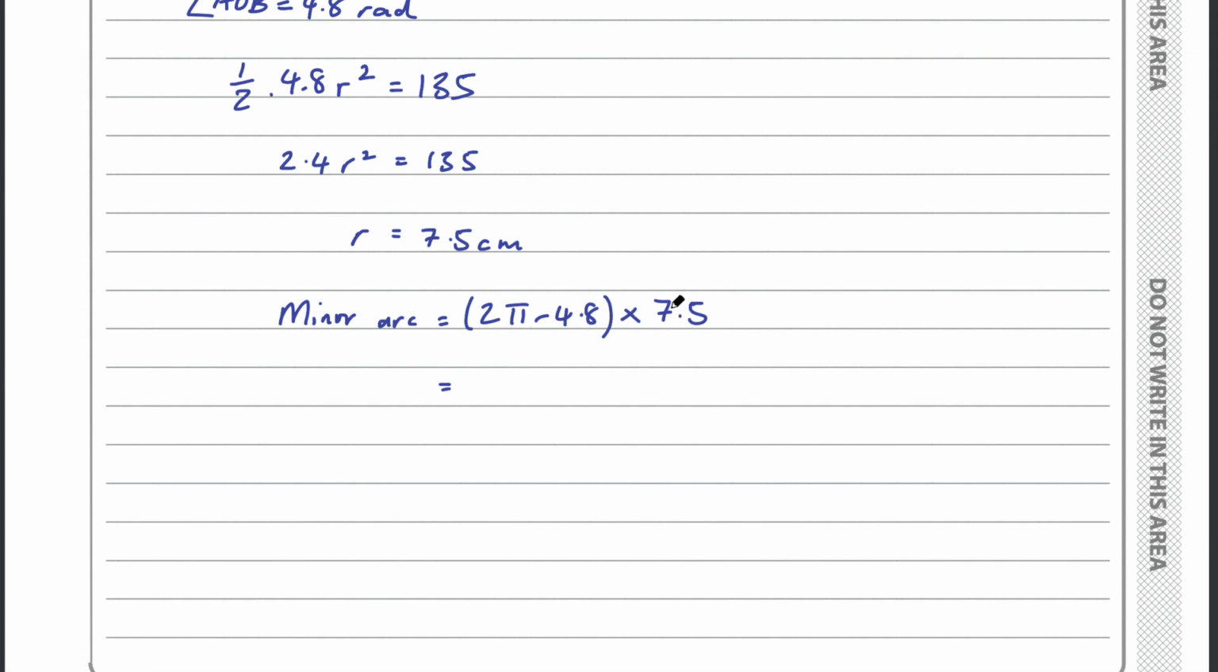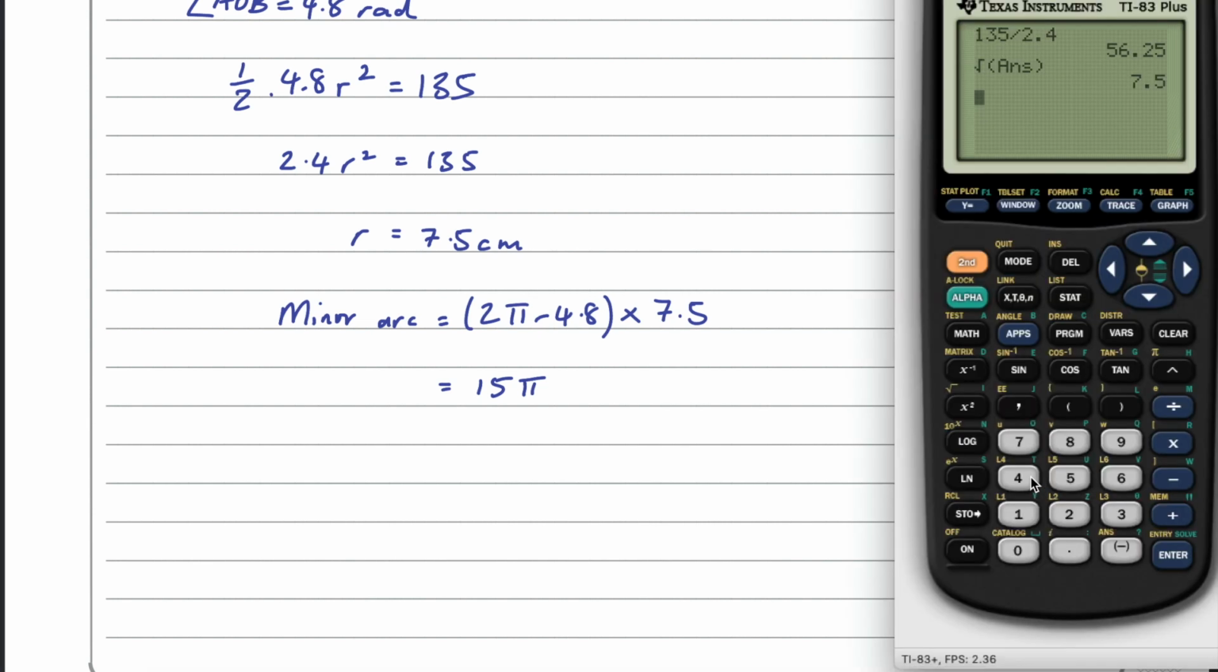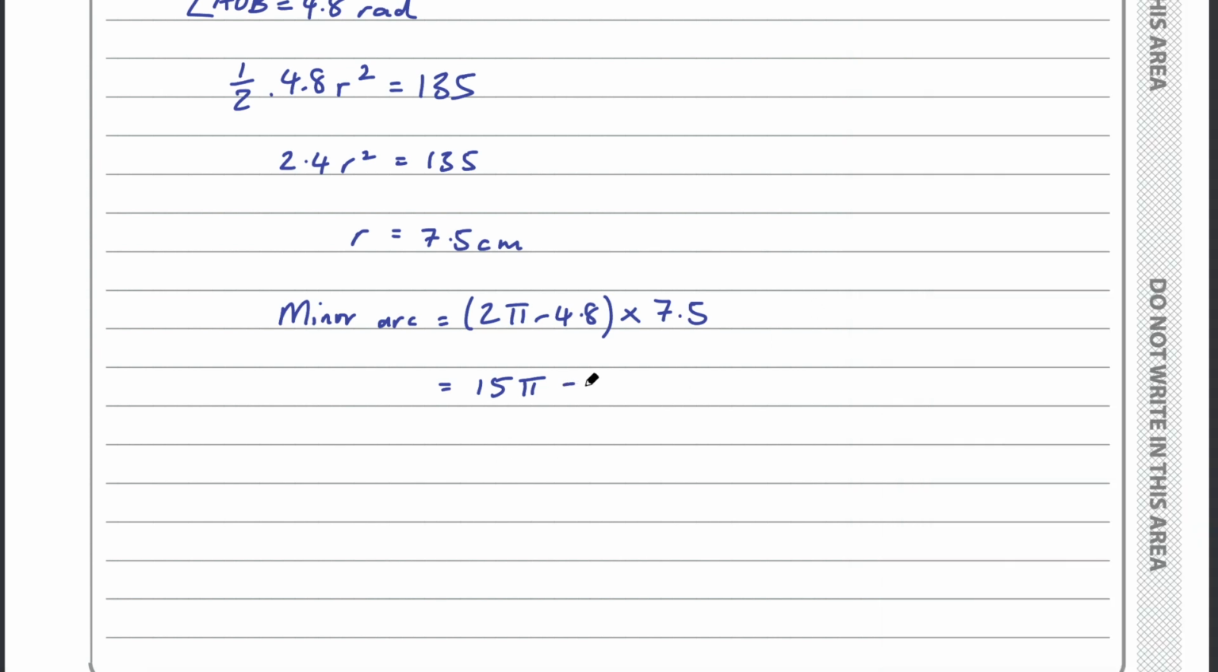So let's multiply this 7.5 by 2 pi. That will be 15 pi. 4.8 times 7.5. I'm feeling lazy, so let's just do that on a calculator. 4.8 times 7.5, and we get 36. So this will be negative 36. So we have that in the form they wanted, A being 15 and B being negative 36.